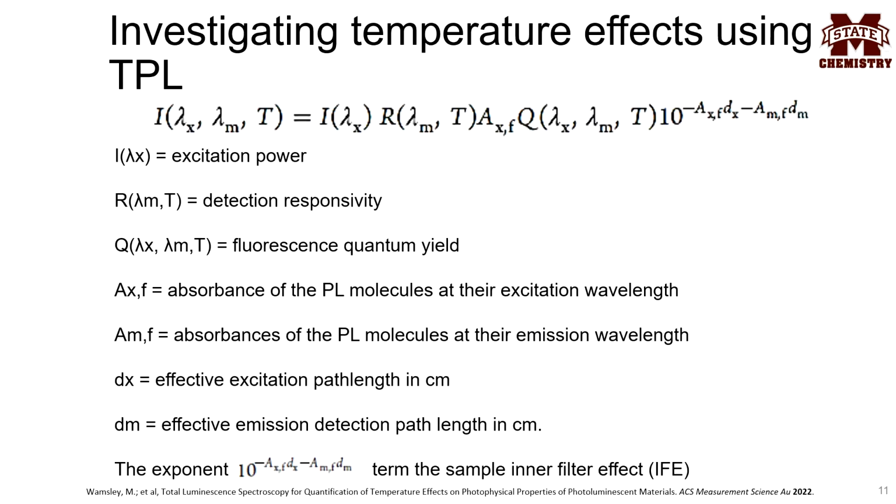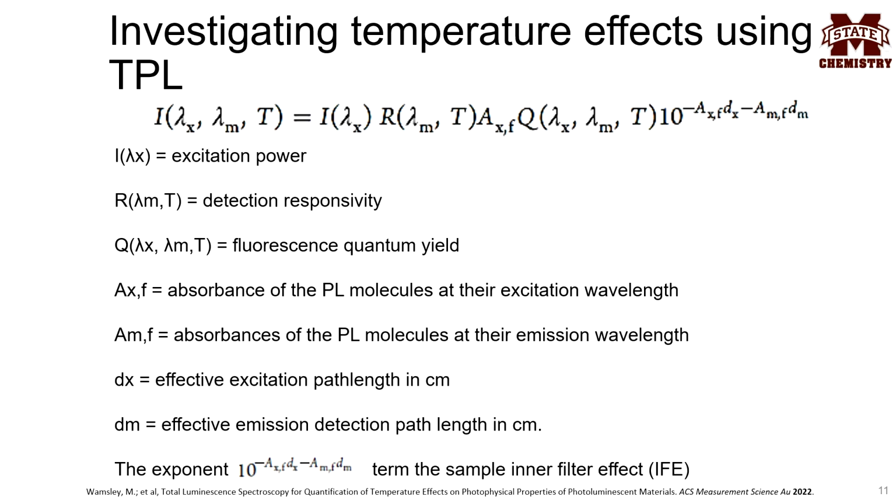It is important to consider the temperature effects on the fluorophore light absorption because fluorescence intensity is a function of both the fluorophore light absorption and quantum yield. In the equation shown, I represents the excitation power, R is the detector responsivity, and Q is the fluorescence quantum yield. The term in parentheses indicates that I is dependent on the excitation wavelength, R is dependent on the emission wavelength and temperature, and so on.